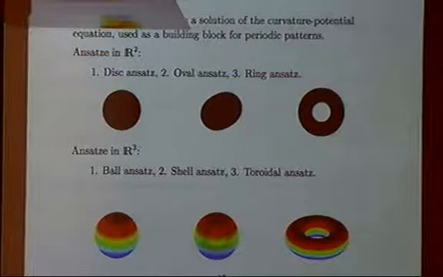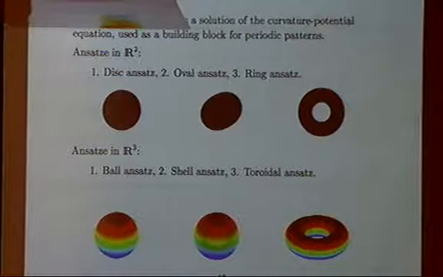Okay, so we have found a number of solutions to this curvature potential equation. Here I plotted some of the solutions we know. So in 2 dimensions, there's the disk, and this exists for all gamma. And then for some gamma close to 12, there is an oval, this egg-like solution. And then there's also kind of a ring solution if gamma is sufficiently large.